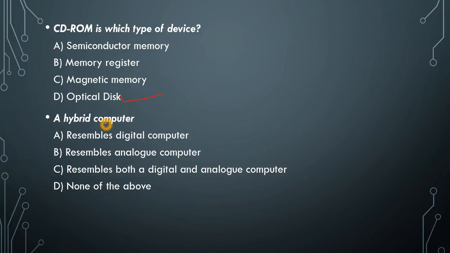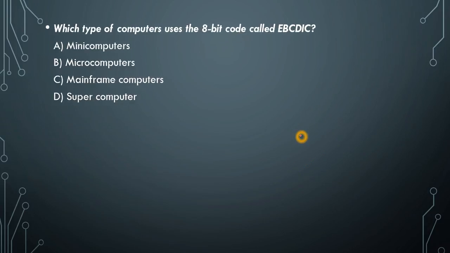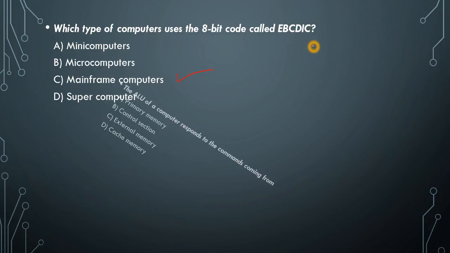A hybrid computer. Look, the word here is hybrid. Don't go to the options. Just see the word hybrid. So it will always resemble both a digital and analog computer. Now, which type of computers use the 8-bit code called EBCDIC? So that is the mainframe computers. They use the 8-bit code that is called EBCDIC.